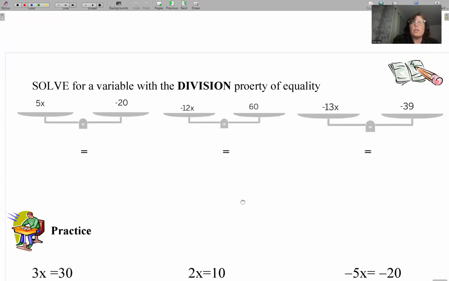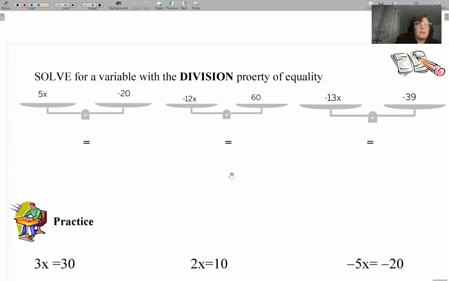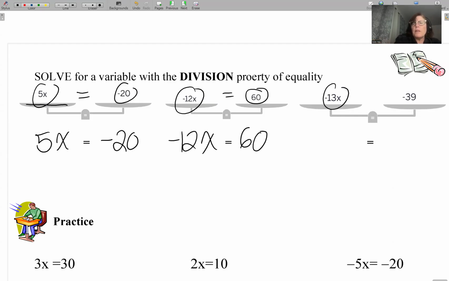For this one, we're going to do what's called the division property of equality. Division. So again, the goal is to keep the balance. So we have 5x equals negative 20, keeping the balance. Negative 12x equals 60, keeping the balance. Negative 13x equals negative 39. Goal is to keep the balance.